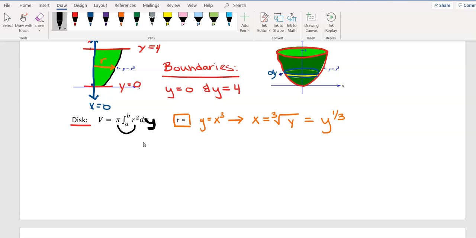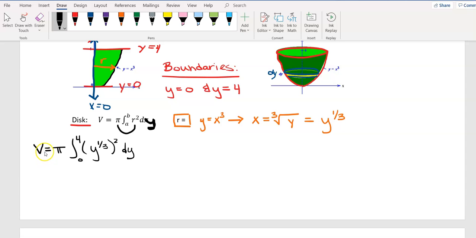Since we are doing this around the y-axis, all of our functions need to be in terms of y, and our integral needs to be in terms of y. So we are ready to set it up. We're going to use that area of a circle idea, putting the pi out in front because it's a constant, using the radius that we found written in terms of y for our r squared here, and then our a and b values are going to be the boundaries. So let's set that up.